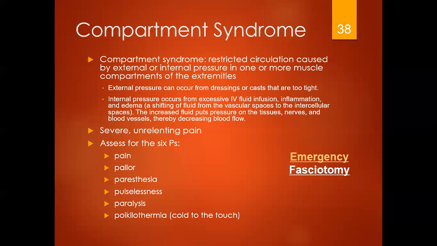Compartment syndrome. So this is an emergency. It's where we have restricted circulation caused by either external pressure, like from dressings or casts that are put on too tight, or internal pressure, where we have maybe an IV infiltrated, or tons of inflammation and swelling, or a fluid shift, right? And so that increased fluid is putting pressure on those tissues and the nerves and the blood vessels, and there's no blood flow to the extremity. And that pressure occurs in one or more muscle compartments surrounded by fascia in the extremities.